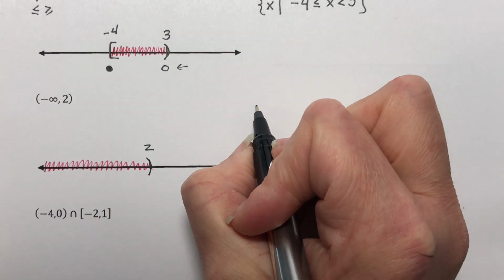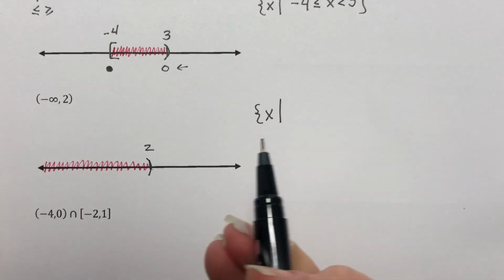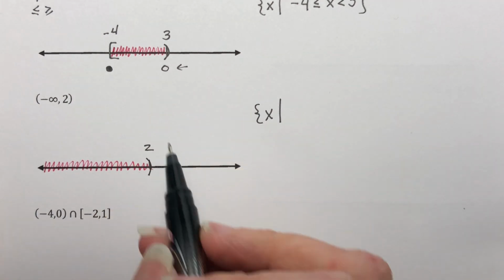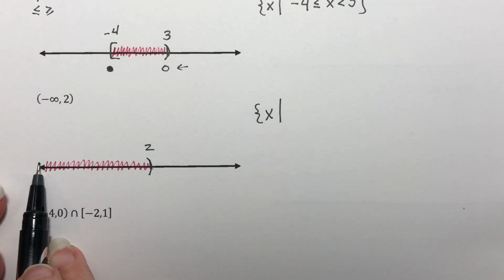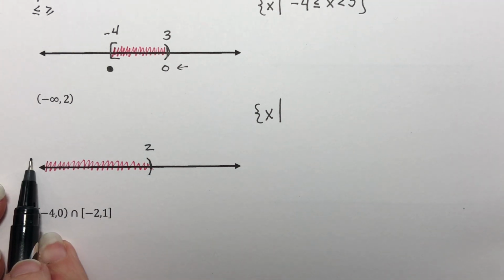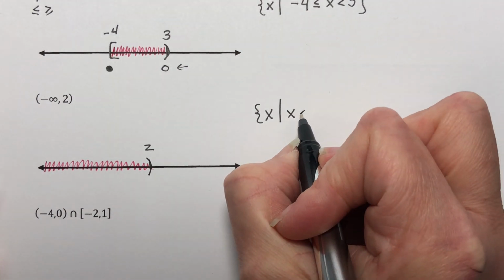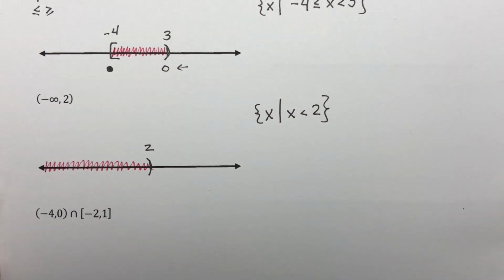If we were asked to write this in set builder notation, we would have the set of all x such that my x value needs to be in here. This has parentheses, so I'm going to use either less than or greater than. Well, the numbers I'm interested in are all smaller than 2. So my x value, whatever it is, has to be less than 2. As long as we have that, we are good.